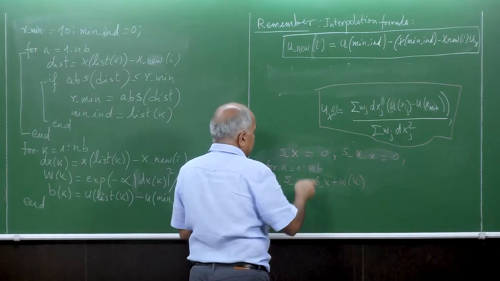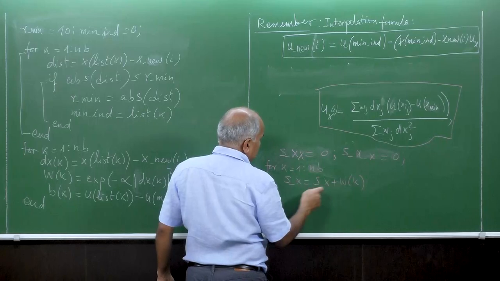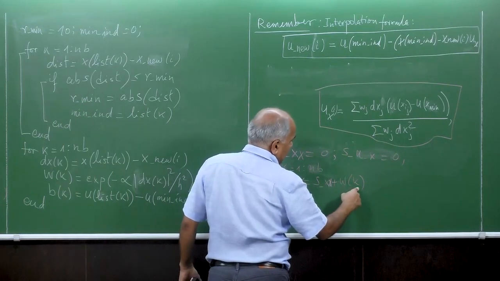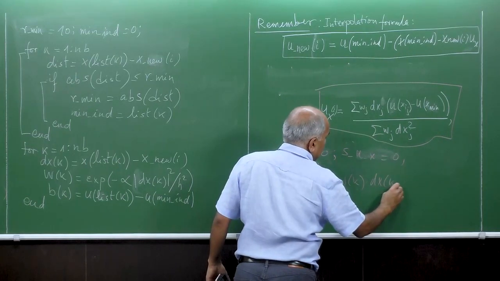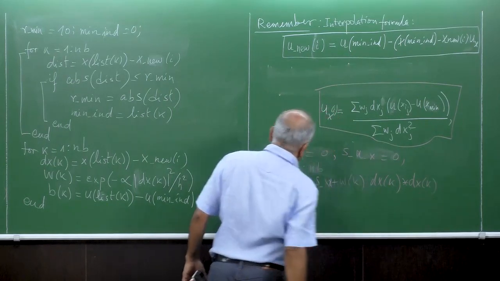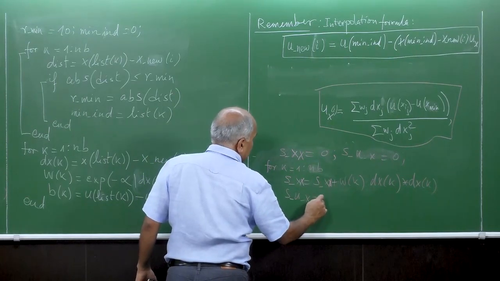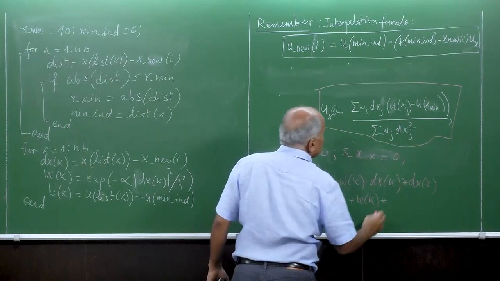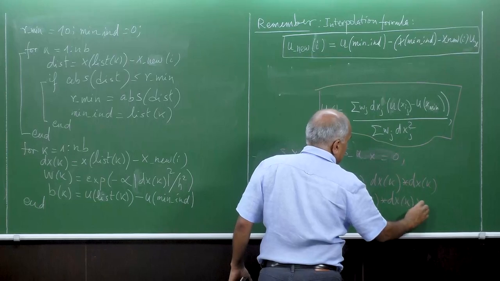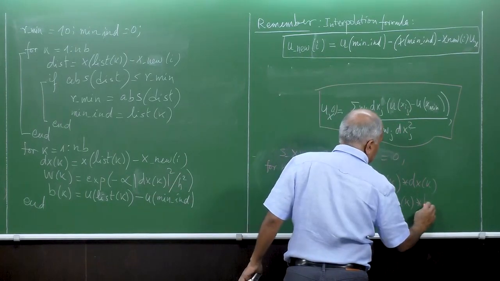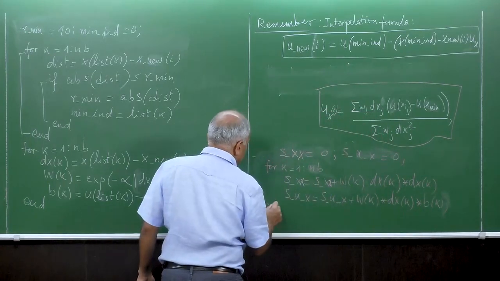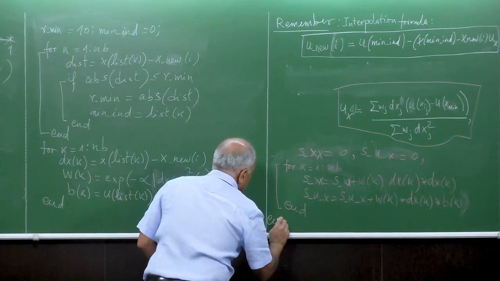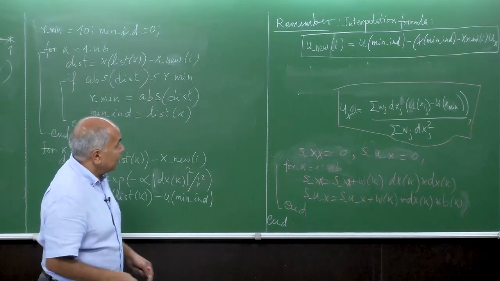So let us define, initialize this as sxx. So sxx is equal to sxx plus w of k times dx of k times dx of k, and s u of x is s u of x plus w of k times dx of k times v of k. Now we end the loop. Now then finally we end the big loop here. So this is our final interpolation formula.